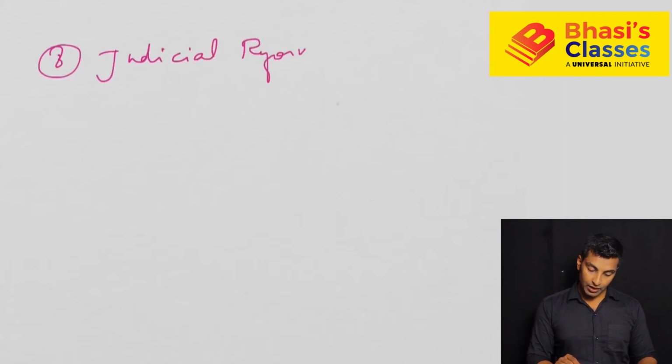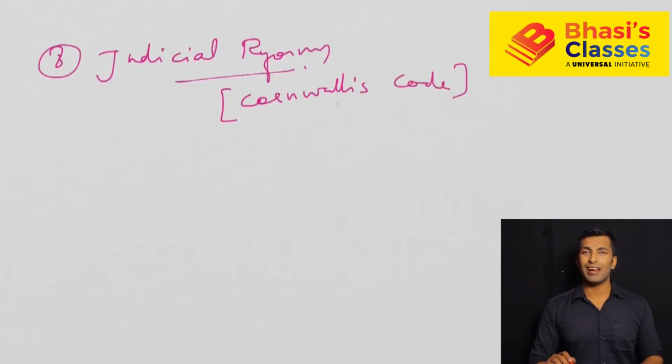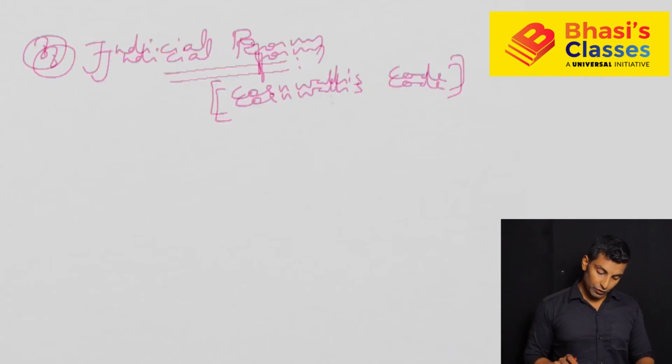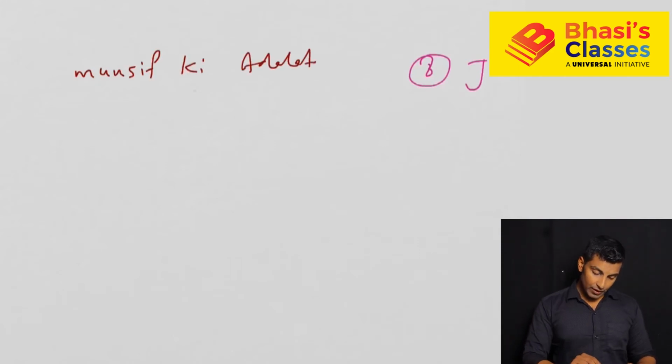Okay, third. Now let's look at the third reform, that is judicial reforms, and you can get questions from this point of view also. Cornwallis Code, so both are the same. There are some changes in the structure and there are changes in the laws also, so we will look at both. At that time the hierarchy of courts was like this. The lowest was Munsif ki Adalat. Munsif is an Arabic word, meaning the man who gives justice.